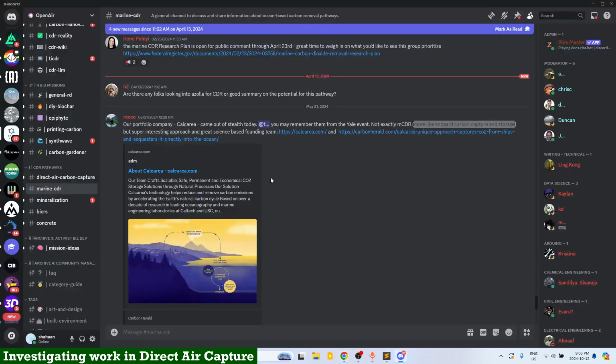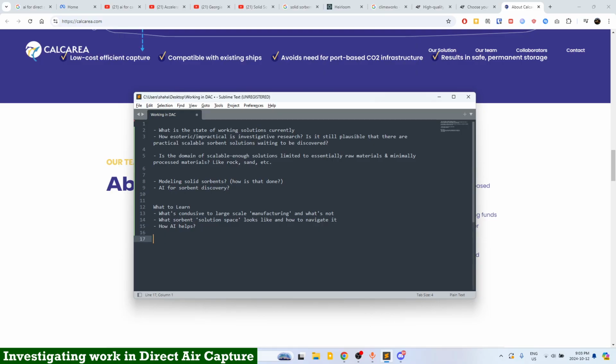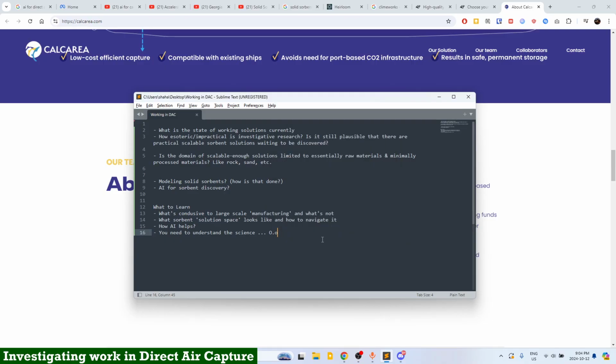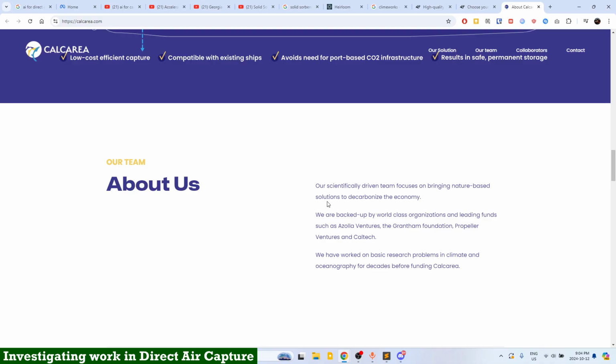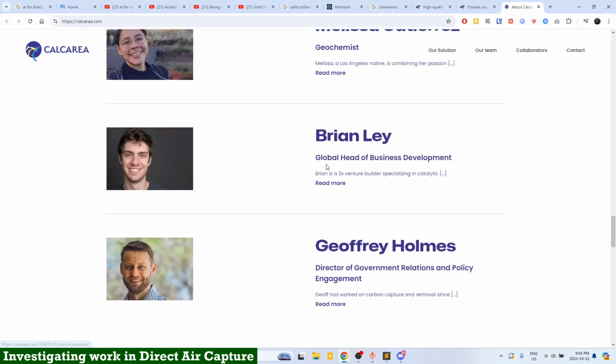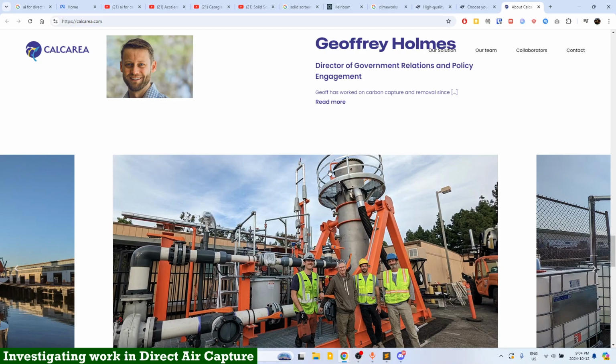So I guess one component would be you need to understand the science. We are backed by world-class organizations and leading funds. We've worked on basic research problems in climate and oceanography for decades before finding calcium. Cool, man. Pretty cool.